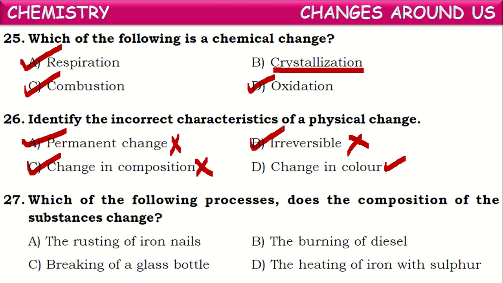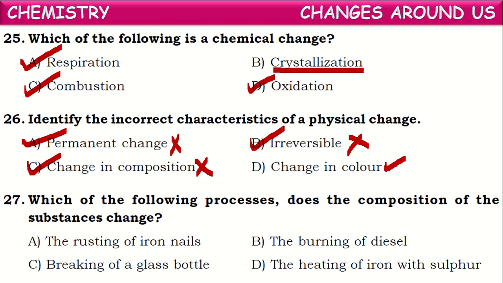Which of the following processes does the composition of substance change? In which of the following processes does the composition of substance change? Generally, in chemical changes, the composition of substances changes.